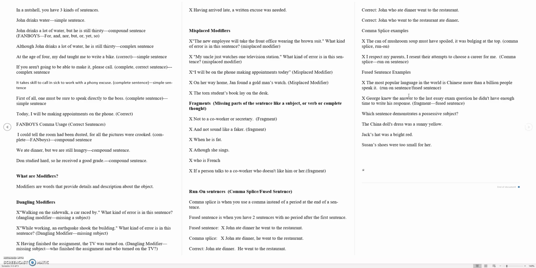Which sentence demonstrates a possessive subject? So all of these sentences have a possessive subject. Here you have, the China doll's dress was a sunny yellow. Jack's hat has a bright red. Susan's shoes were too small for her.